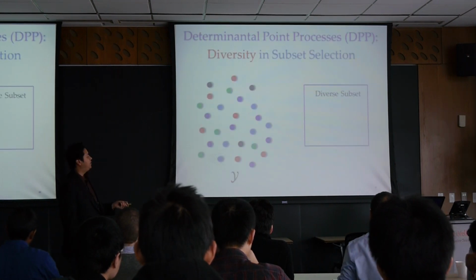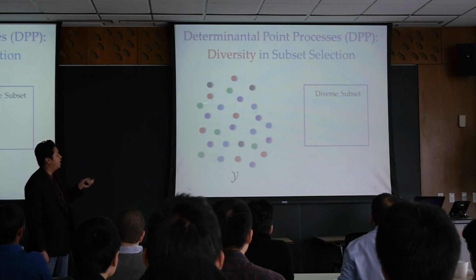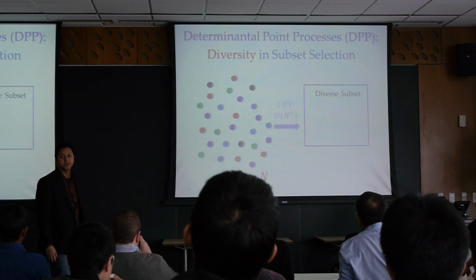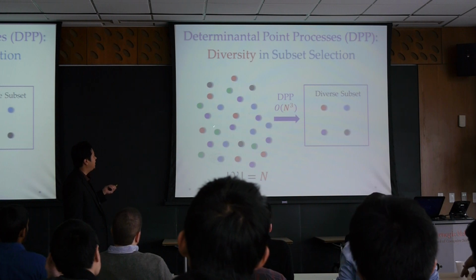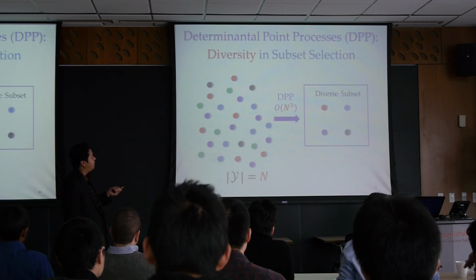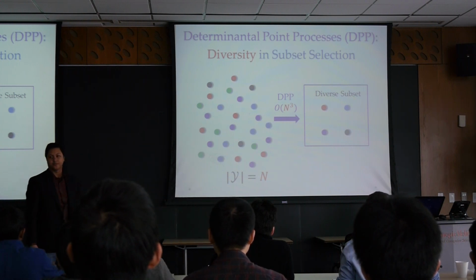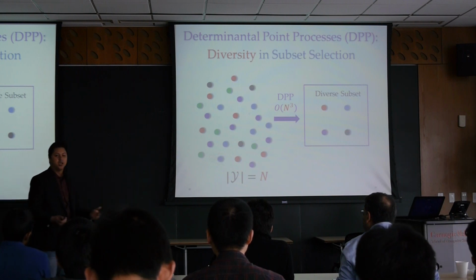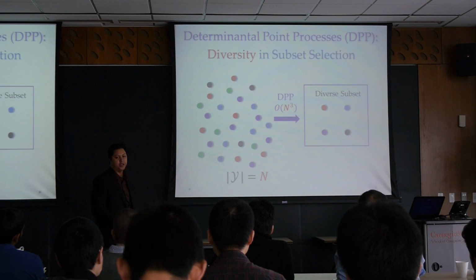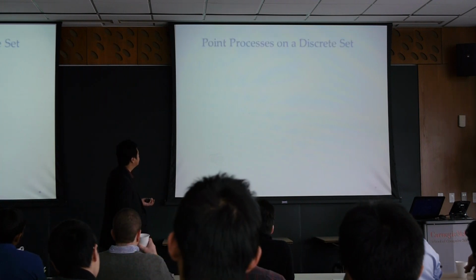The whole idea of DPP is that in the discrete case, you have a bunch of items in your base set. So you have n such items. You can imagine the colors being the kind of similarity measure between the items. And the idea is that you can get a diverse subset from that. Just like in the image search, you have thousands of images. How do you select the 10 most relevant and diverse images?